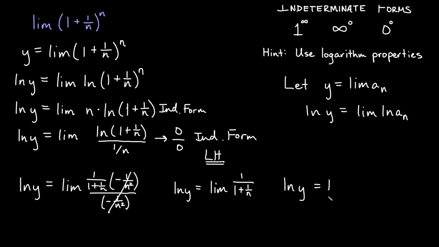We said that y was going to be the answer to our problem. So how do I solve for y? I'll need to get rid of the natural log. So what I'll do is I'll take the exponential base e of both sides, and that then tells us that y is equal to e. And so our limit for this one is actually the number e.